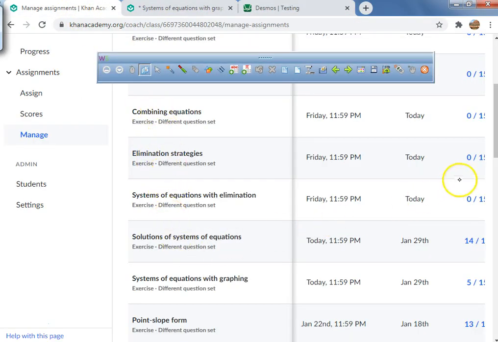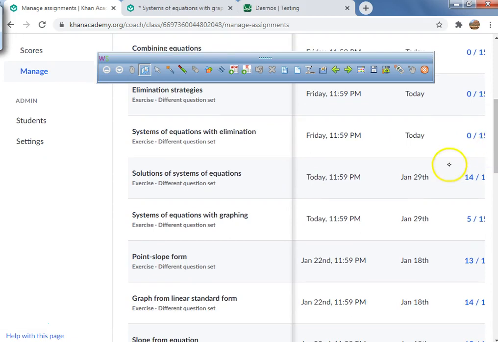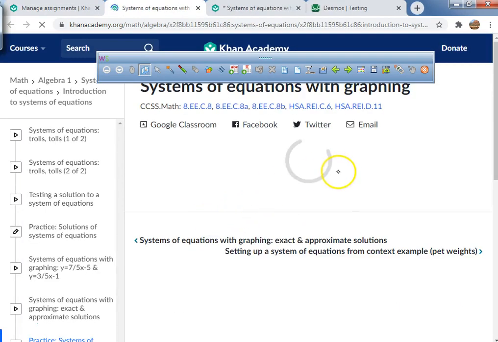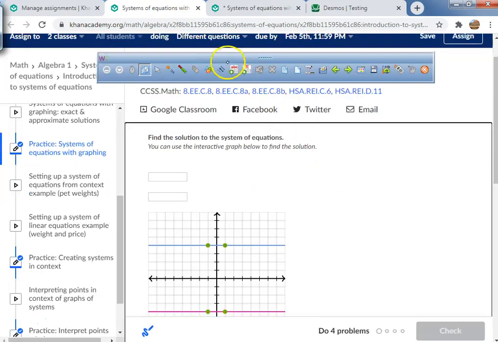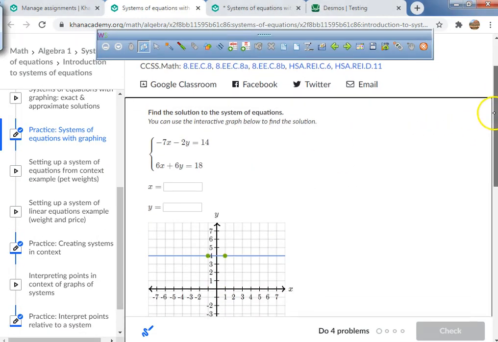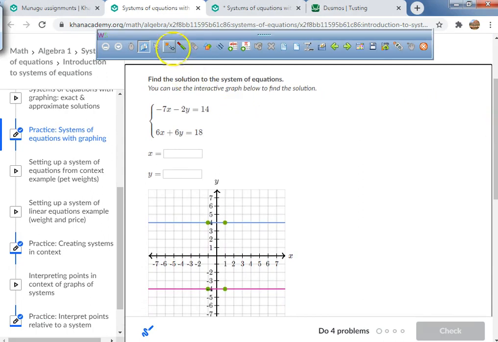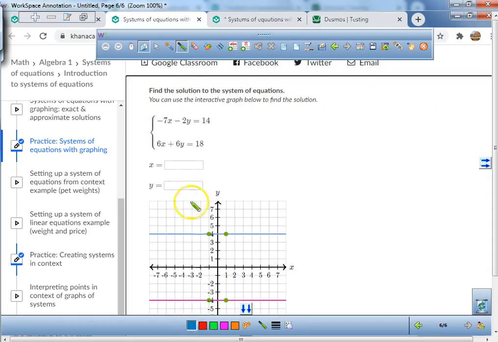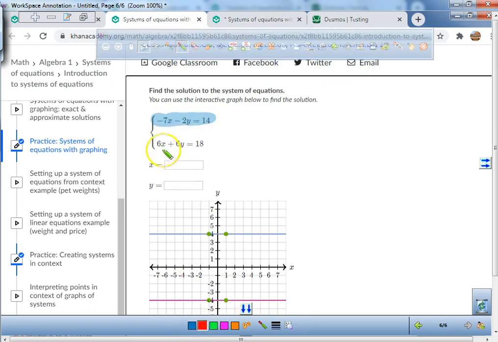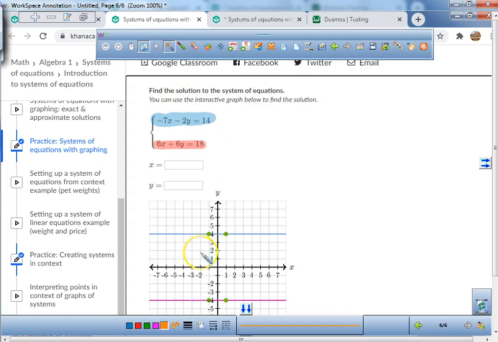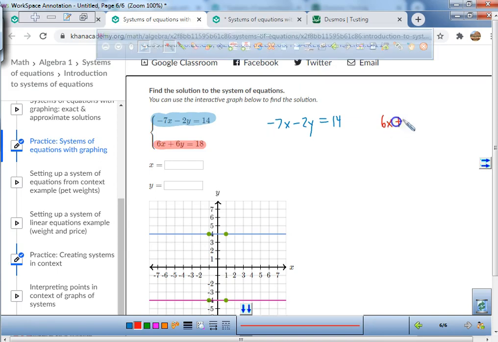All right, so here we go. Let's solve systems of equations with graphing. If anybody has any questions, just pause me and I will show you what to do. We have two equations right here. We've got the blue equation and the red equation. The blue equation says negative 7x minus 2y equals 14. The red equation says 6x plus 6y equals 18.